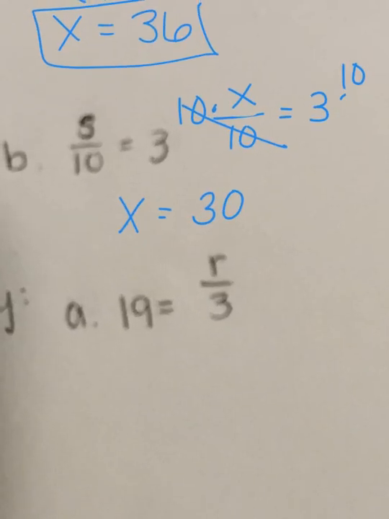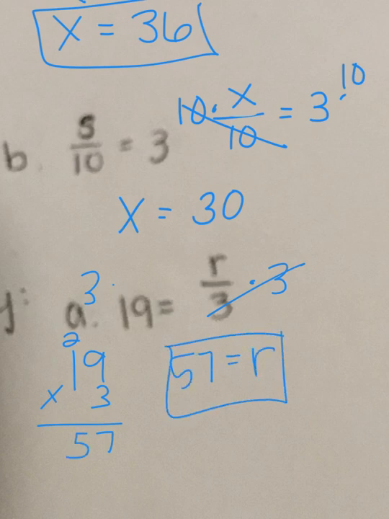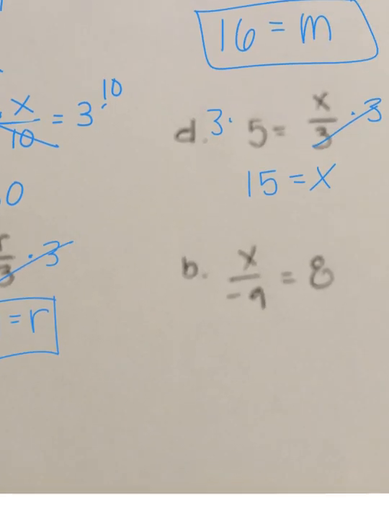All right, first one. So 19 equals r divided by 3. Hopefully you multiplied those on both sides. If I wanted to do 19 times 3, I can do it like this. 9 times 3 is 27. 3 times 1 is 3. Plus 2 is 5. So I get 57 equals r, like that.